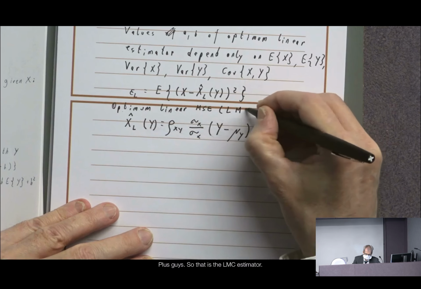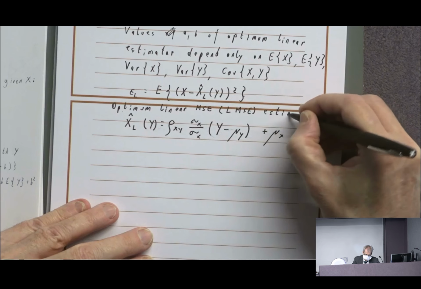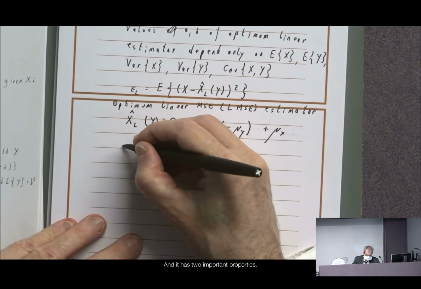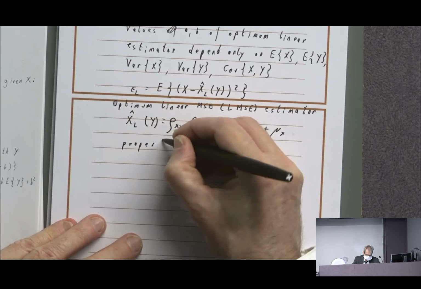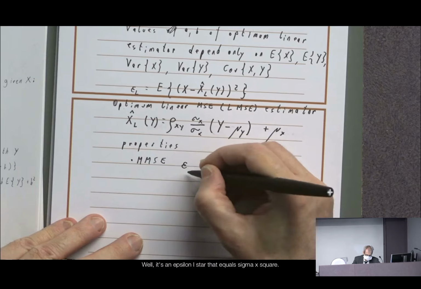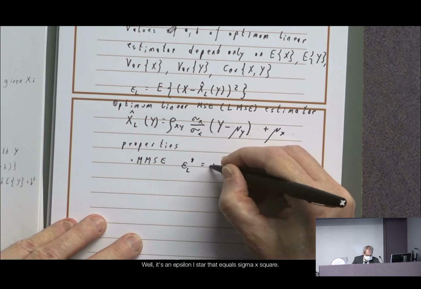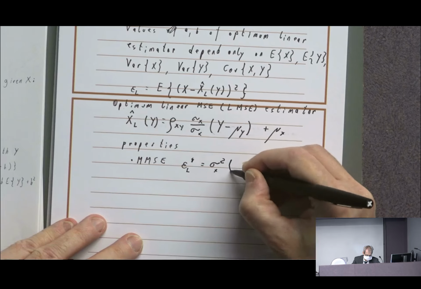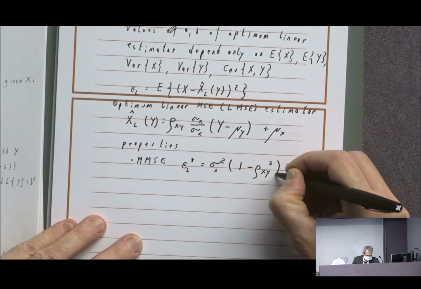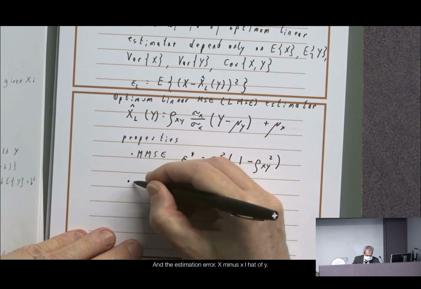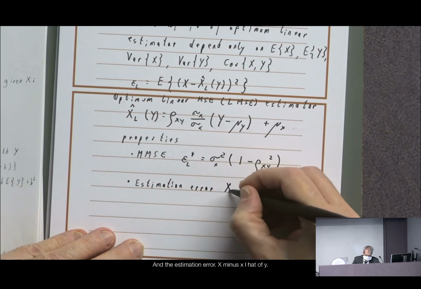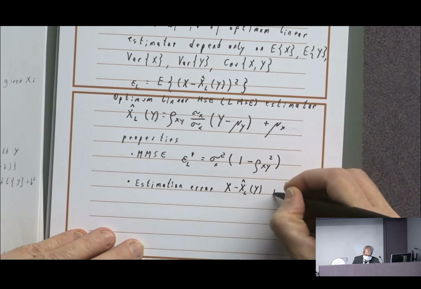So that is the LMSE estimator, and it has two important properties. The first one is, what is the actual MMSE that we're getting? Well, it's epsilon L star, which equals sigma x squared times 1 minus rho xy squared. And the estimation error, x minus x L hat of y, is uncorrelated with y.